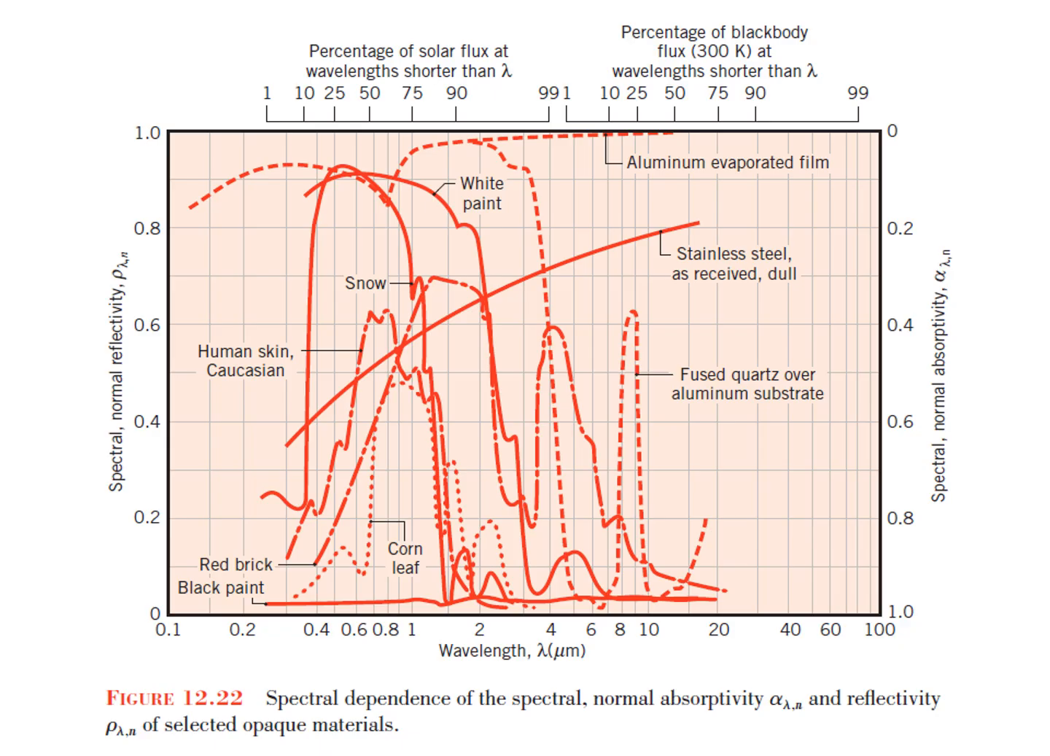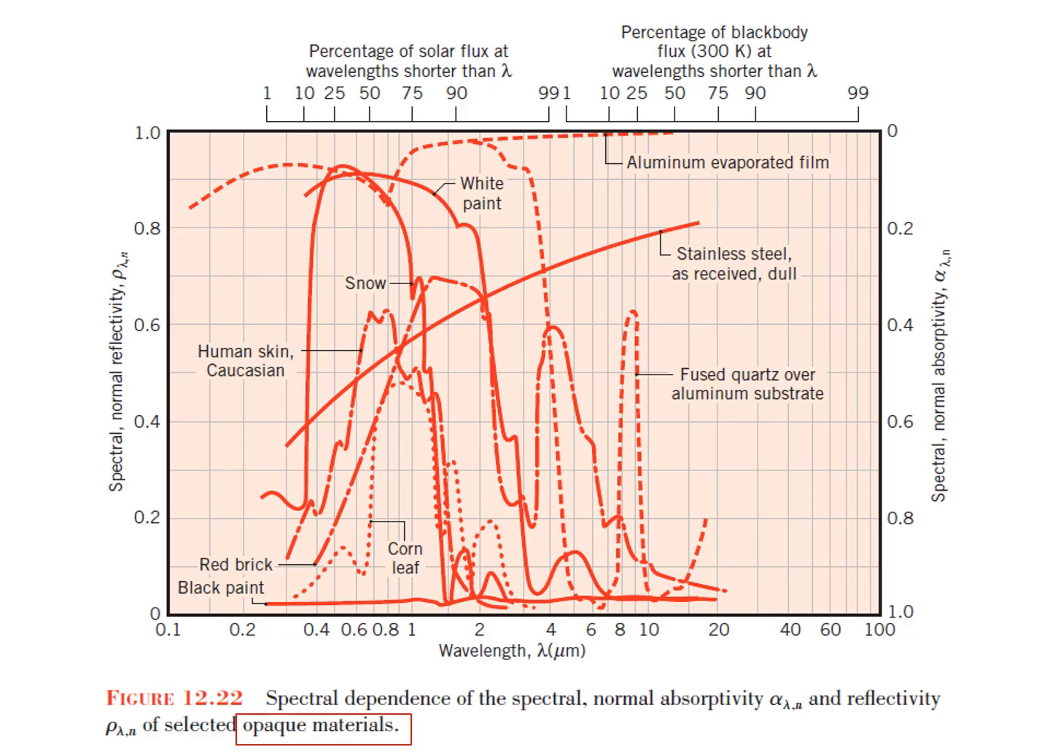As I mentioned, reflectivity and absorptivity and also transmissivity, they all depend on your wavelength. Here in this graph, we're talking about opaque materials. And on the left vertical axis, you have reflectivity, and on the right-hand side, you have absorptivity.